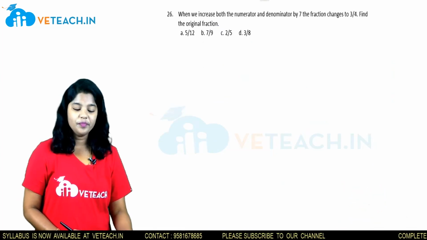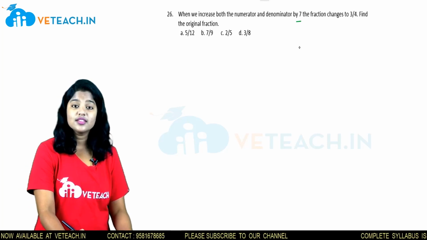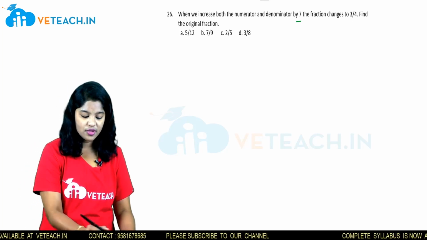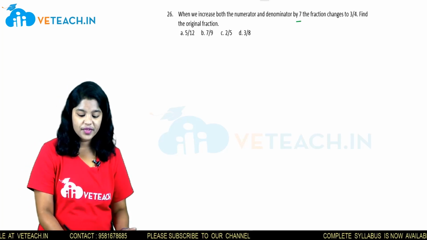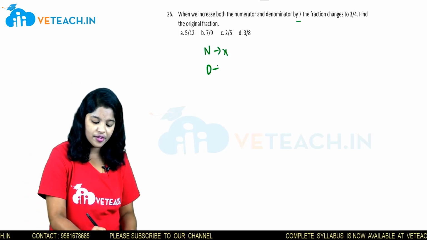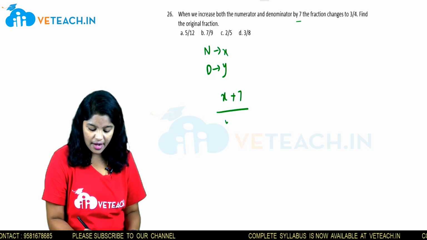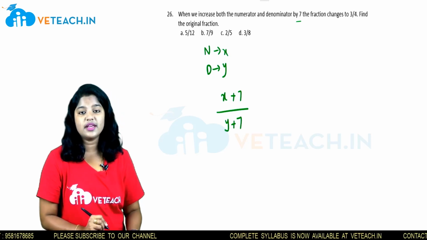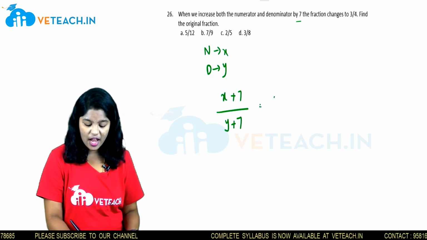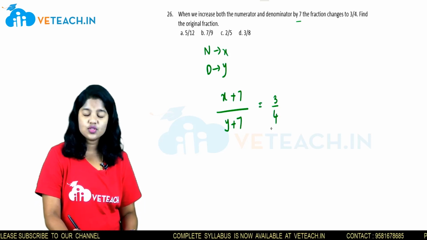See the next question. When we increase both the numerator and denominator by 7, the fraction changes to 3 by 4. Find the original fraction. First let us consider the numerator be x and the denominator be y. The numerator is increased by 7 and also the denominator is increased by 7. Then the fraction changes to 3 by 4.